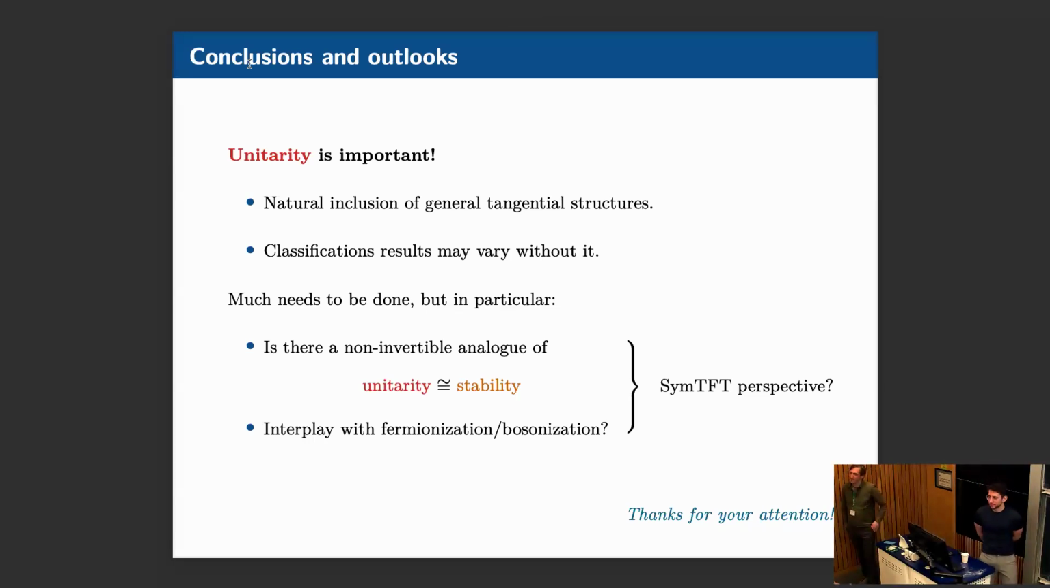So I have a general question. For invertible symmetries, you can have unitary symmetries and non-unitary symmetries. So for non-invertible symmetries, I guess you have even more non-unitary symmetry, very relaxed.